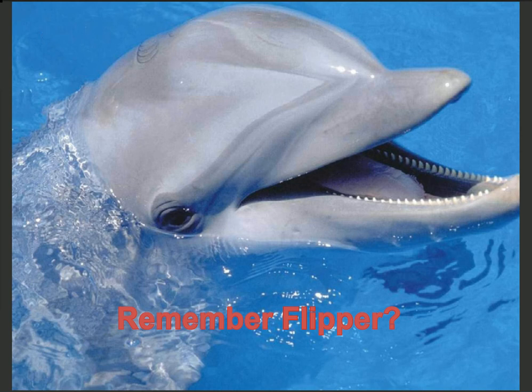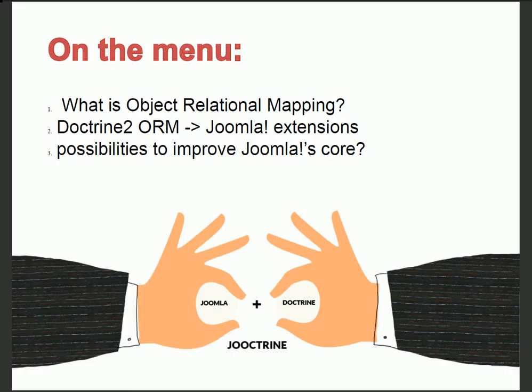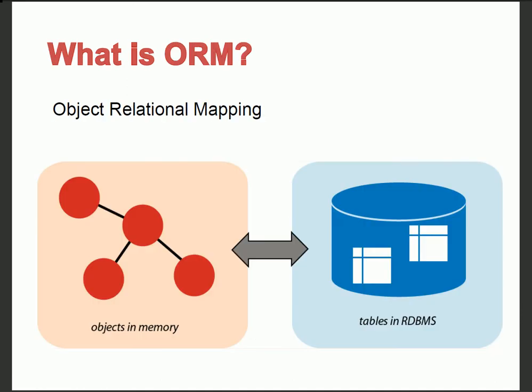But more about Flipper later. First, what is object relational mapping? How can you use the Doctrine2 object relational mapping package to build Joomla extensions? What did I learn from that, and maybe there are some possibilities to improve Joomla's core.